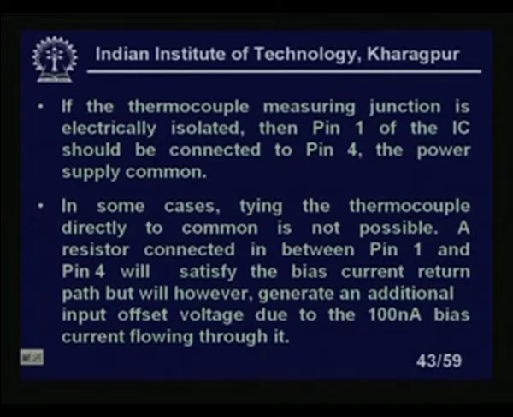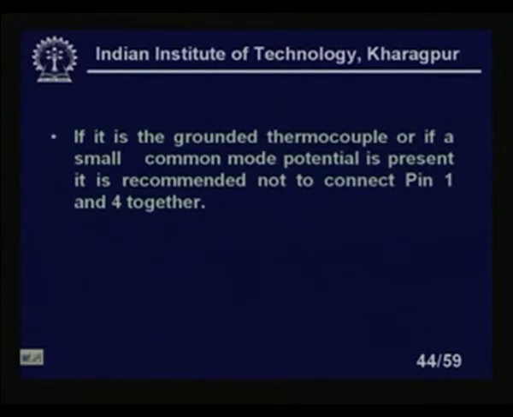This will satisfy that bias current return path, but will however generate an additional input offset voltage due to the 100 nanoampere bias current flowing through it. If it is a grounded thermocouple, or if a small common mode potential is present, it is recommended not to connect pin 1 and pin 4 together, right.